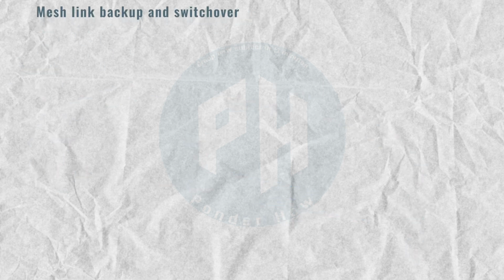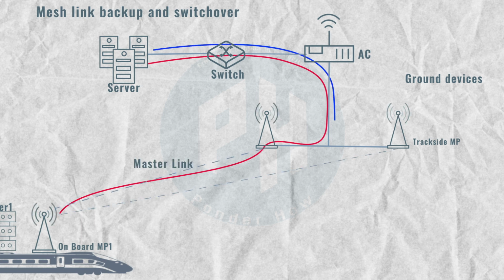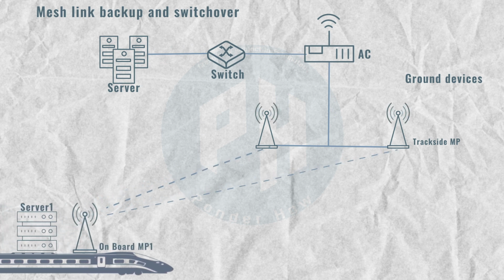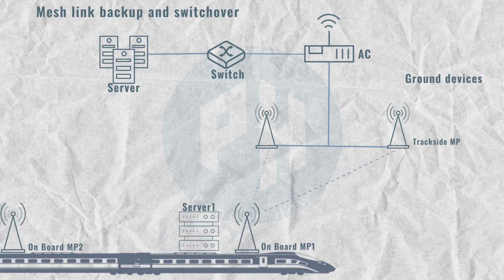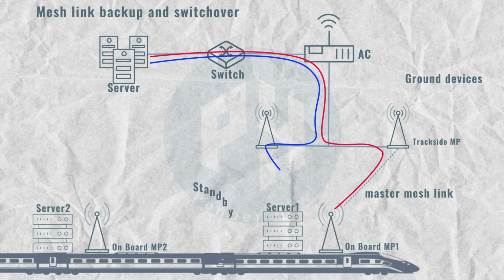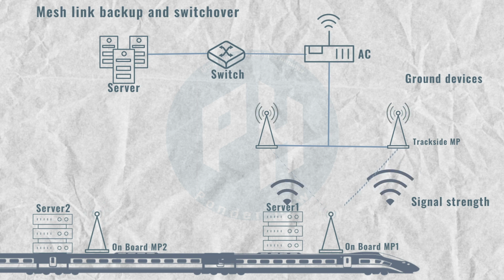Mesh link backup means the same MP establishes multiple mesh links with different neighboring MPs and backs up each other. The mesh technology is used in the metro rail system. It requires onboard and trackside MPs. The onboard AP establishes a master mesh link with the trackside AP and establishes standby mesh links with other, farther away trackside APs to prevent mesh link interruptions when the train moves fast. The onboard AP checks each mesh link's signal strength in real time and switches the master link to the optimal standby link when it triggers the switching conditions.